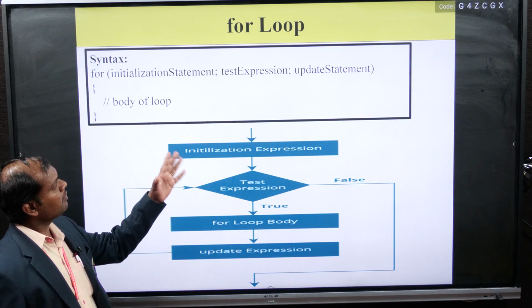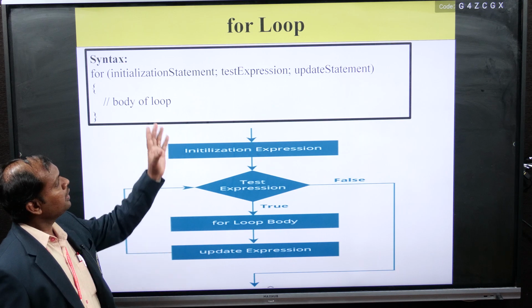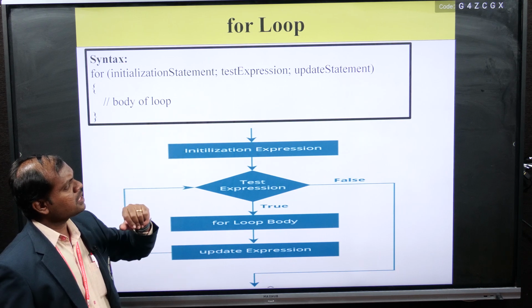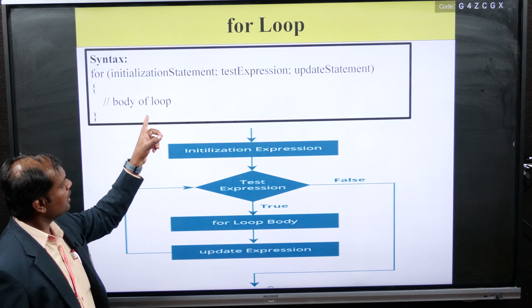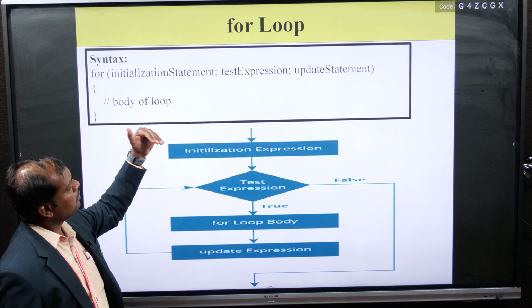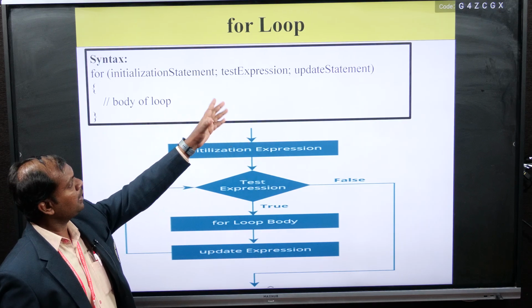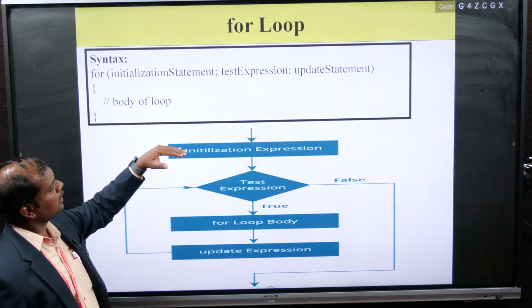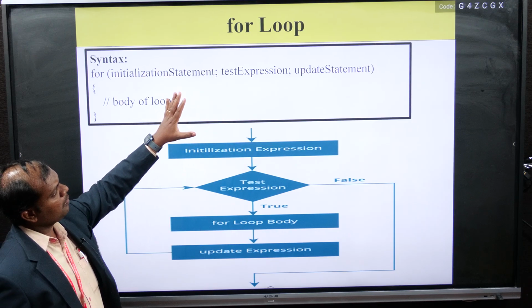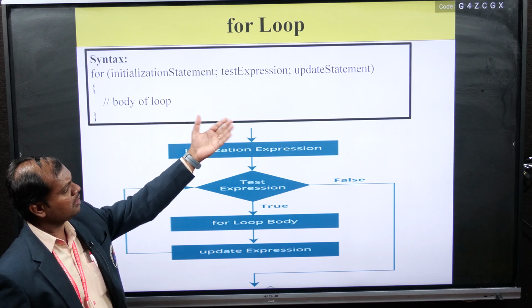In the initialization part, we are going to initialize the loop variable with either 0 or 1. Then we are going to check the condition, the test expression. If the condition is true, it will enter the loop and execute the body of the loop. Once the body of the loop is executed, the value will be updated. Once it is updated, again it will check the test expression, and if the condition is true, it will again enter into the loop. This is done until the condition is false. Once the test expression is false, it will come out of the loop.